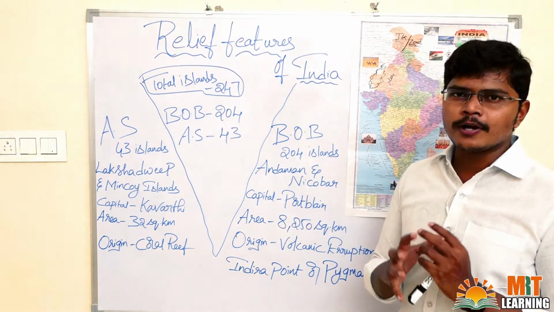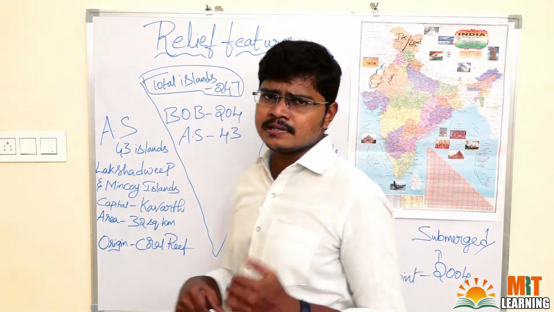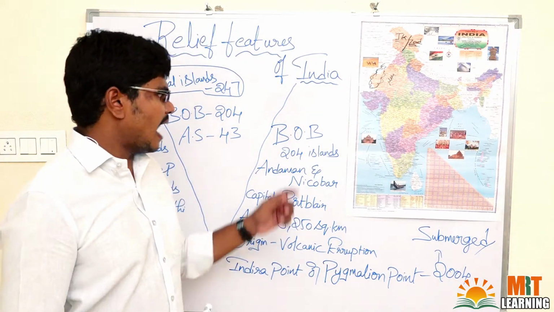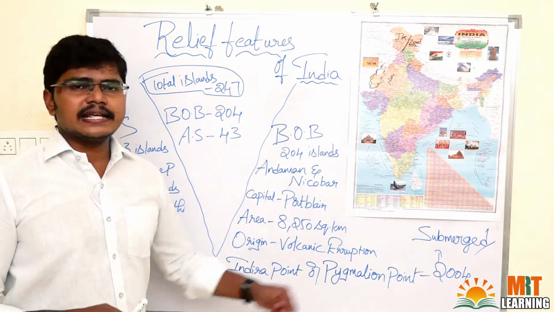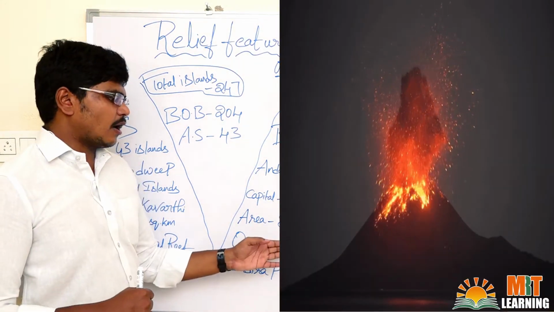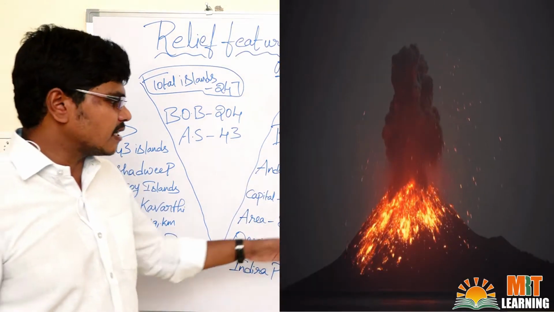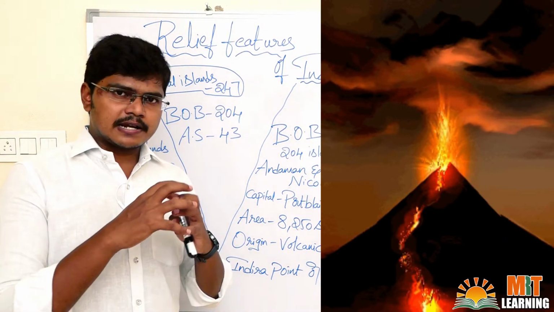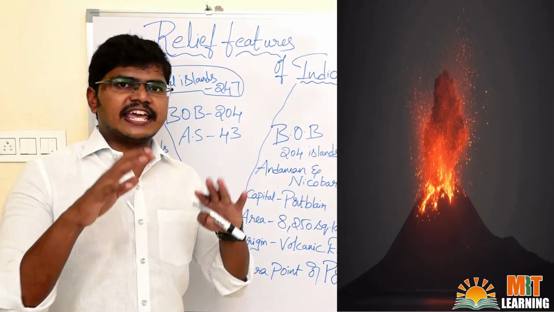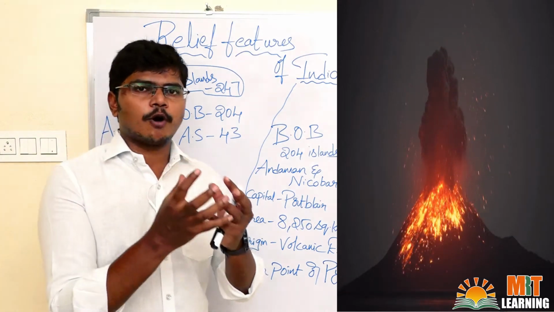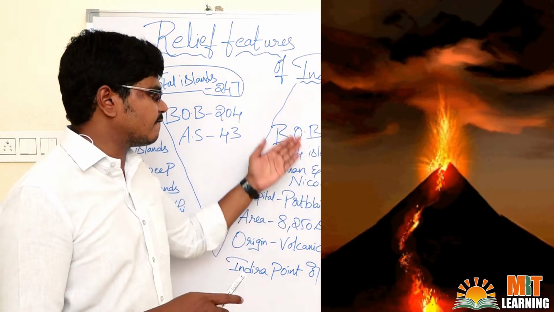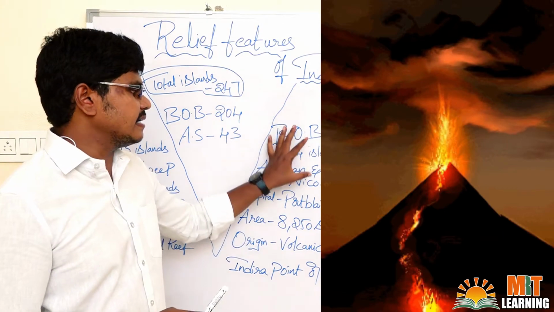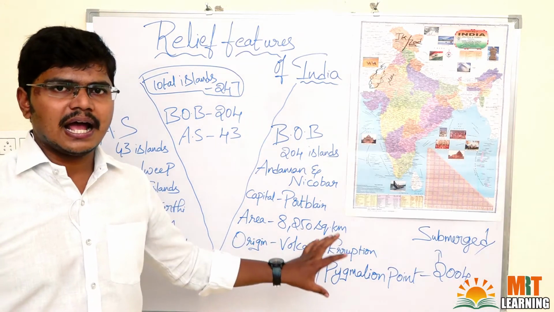Next, coming to the origin of Andaman and Nicobar. What is the origin of Andaman and Nicobar Islands? It is volcanic eruption. Volcanic eruption means after the volcano burst, the lava came out and spread on the sea, it formed a hard substance and formed land, and it formed the Andaman and Nicobar Islands.